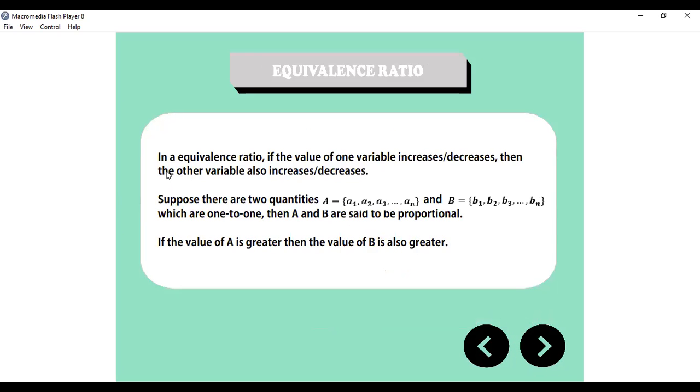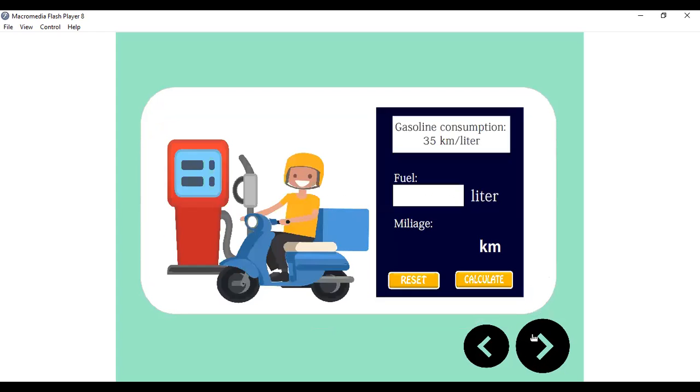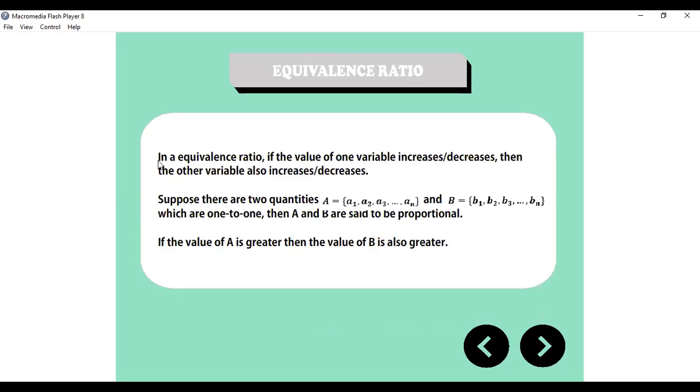And this is the explanation from the previous illustration. In an equivalent ratio, if the value of one variable increases or decreases, the other variable also increases or decreases. If the value of A is greater, the value of B is also greater.